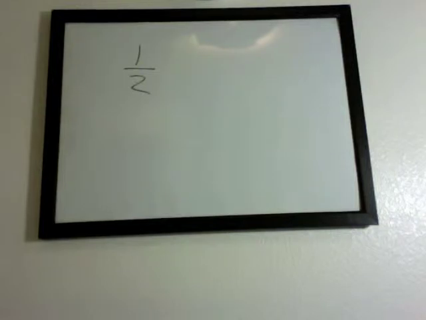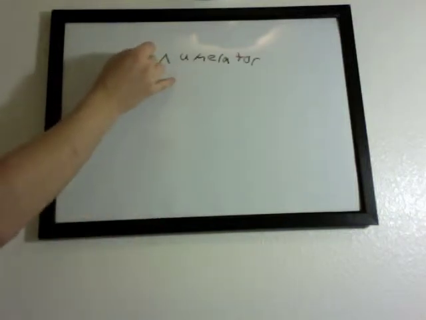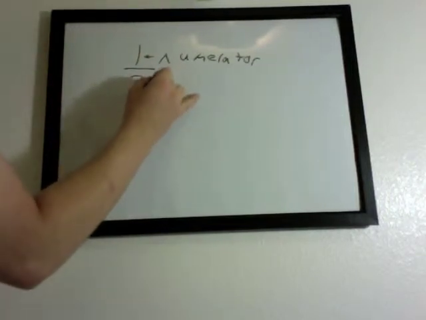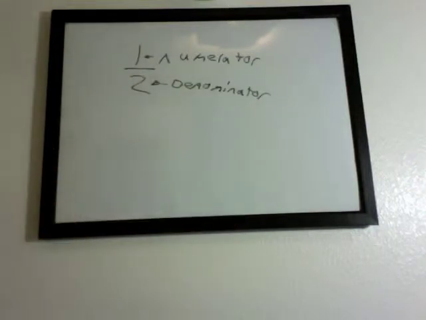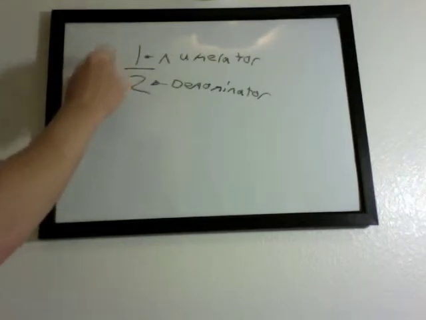The top number we would say is the numerator. This one, the top one. It's always going to be the numerator. The bottom one we can say is the denominator. It's always going to be the bottom one. Numerator, denominator. Top, bottom. These are two special names for these.